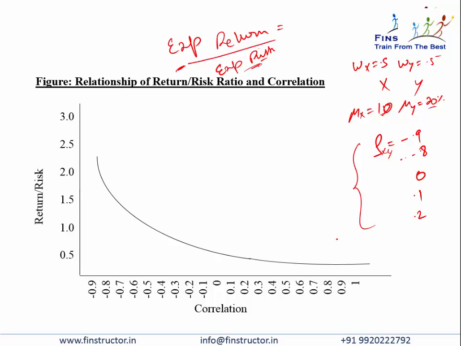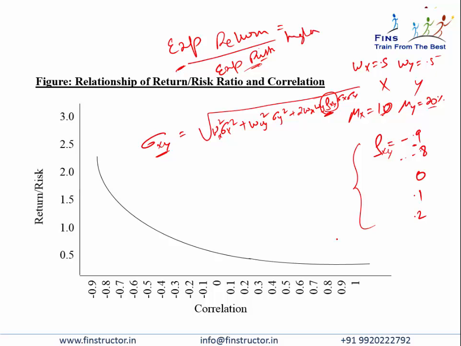The expected risk, on the other hand, will change because correlation comes into the calculation as sigma X square, WX square, WY square, sigma Y square plus 2WX, WY, correlation between X and Y, sigma X into sigma Y. So this correlation number comes in the calculation of the risk of the portfolio. And you can see that as this correlation keeps getting lower, the risk of the portfolio will keep getting lower, or this ratio will keep getting higher, the ratio of expected return upon expected risk.